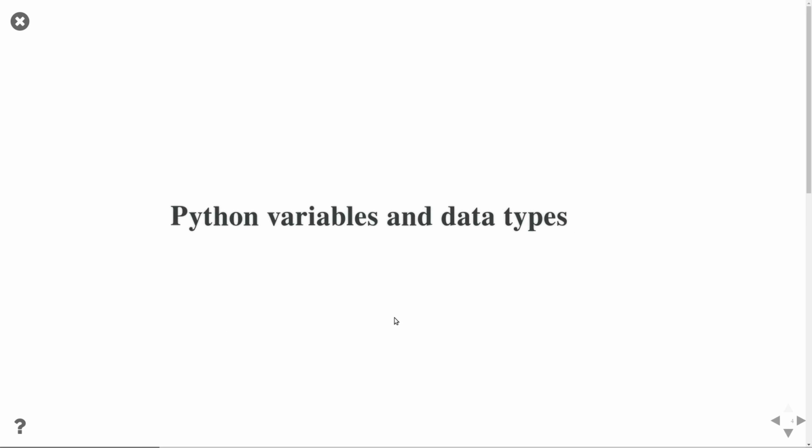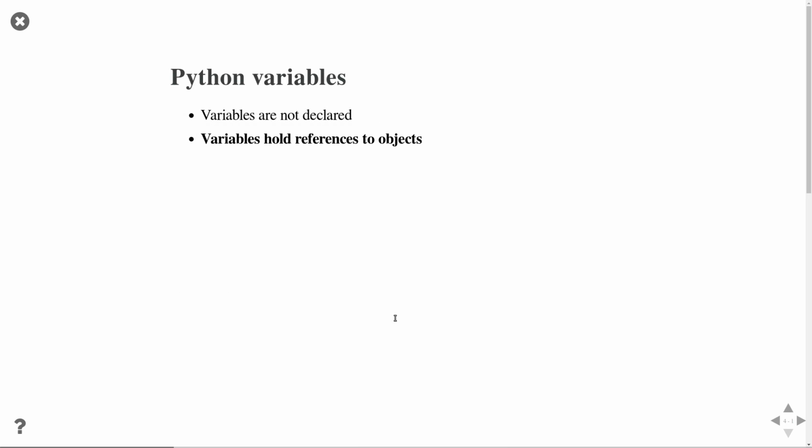Okay, so I gave you an example of a simple Python script, but let's look a little bit deeper at the types of variables and data types that Python comes with. Generally in Python, variables are not declared. So we don't have to specify the type of a variable before we start using it. We can just write x equals 5, and after that line, x will be a valid variable. The second important thing to note is that variables always hold references to objects.